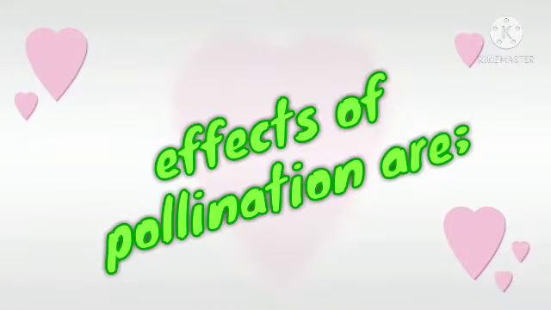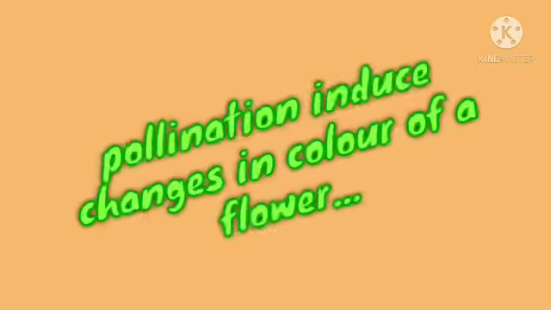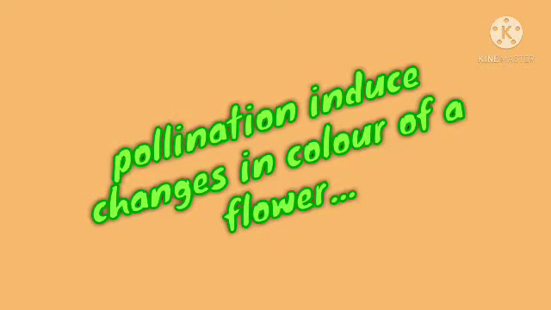Now let's go to effects of pollination. What are the effects when pollination occurs in plants or in flowers? We have one effect, which is that pollination induces changes in the color of a flower. What's the meaning of induce? Induce simply means it changes the color of a flower. For instance, a flower is yellow, it can change it to red.